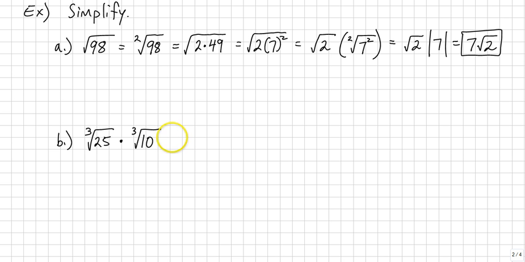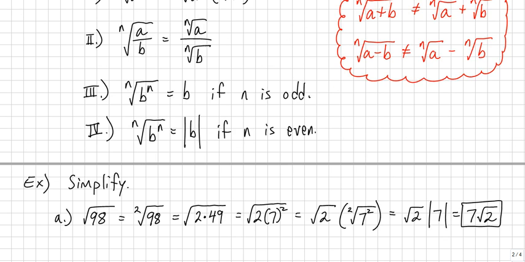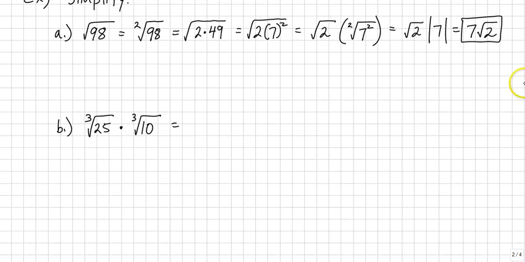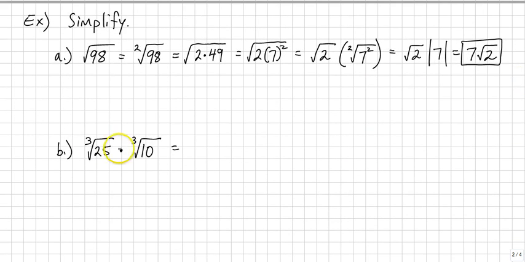So let's try another one. So I've got the cube root of 25 times the cube root of 10. So I have two cube roots being multiplied. So if you multiply, that's our very first property. If you have two nth roots, they have to have the same index, being multiplied, you can write that as one nth root. So the cube root of 25 times the cube root of 10 would be the cube root of 250.